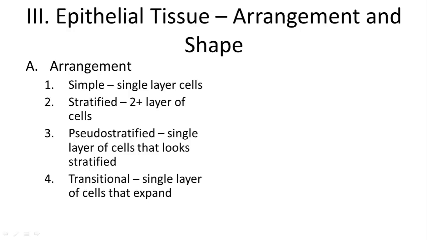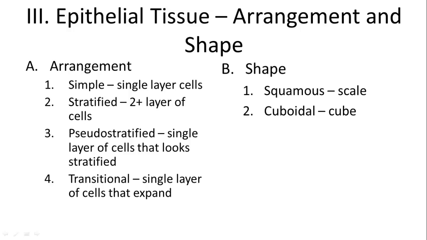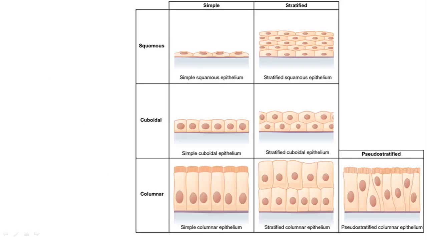Okay, and then the second category would be shape. You can have scale-like epithelial tissue, which is called squamous. You can have cube-like shape, which is called cuboidal, and you can have column-shaped ones, which are columnar. When you put these two together, you could come up with actually quite a few more than actually exist, but these are the ones that do exist.